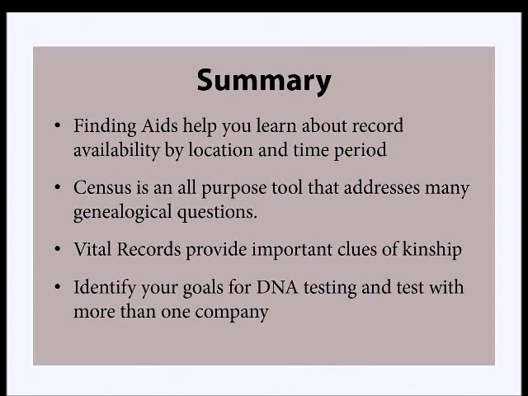Okay, then in summary for this session, finding aids will help you learn about record availability by location and time period so that you can make your searching more focused. Census is an all-purpose tool that can address many genealogical questions, so it really bears a second and sometimes third look. Vital records provide you the important clues of kinship. And for DNA testing, you need to identify your goals. Why are you doing this? What are you hoping to get out of your DNA test? And then test with more than one company.